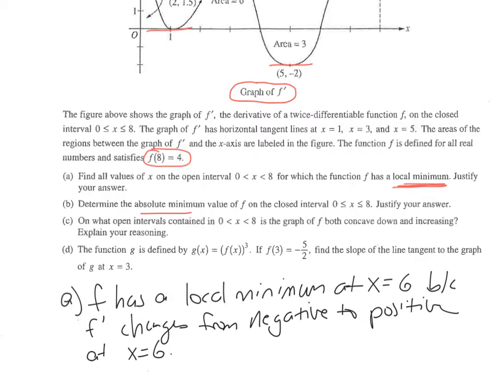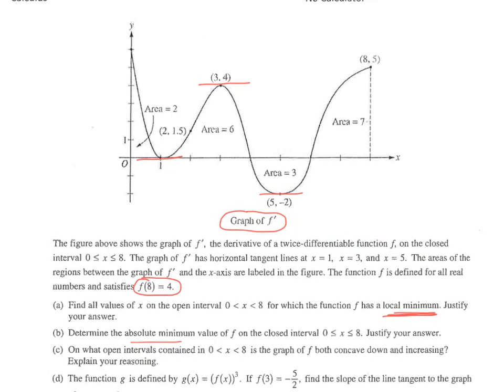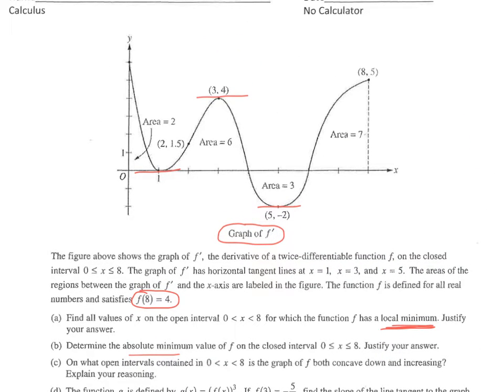So what are our candidates? Let's see. Here our derivative is positive, then negative, then positive. That means that our function is increasing, decreasing, and then increasing again. So this means that the absolute minimum could be occurring at x equals 6 or at x equals 0 at this endpoint.